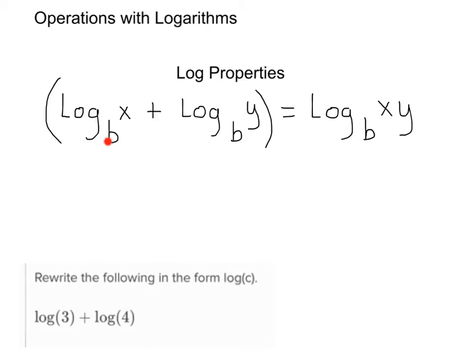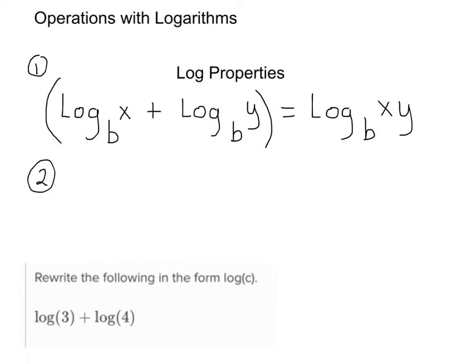If I have the log with the same base, see how these both have the same base, and an addition sign in the middle. So the log base b of this plus the log base b of that is the same thing as if I just do a single log, but I multiply them. Okay? Now let's look at a second property. That's number one. Let's look at our second property.